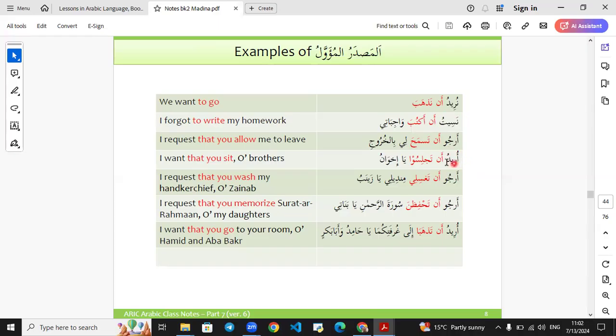أريد أن تجلسوا يا إخوان. Look at this one. I want that you sit, oh my brothers. تجلسوا, أن تجلسوا. Okay. أرجو أن تغسلوا منديلي يا زينب. I want you to wash, that you wash. So an in this case, remember, is 'that'. That's why in some instances you see that they say 'so that you wash'.